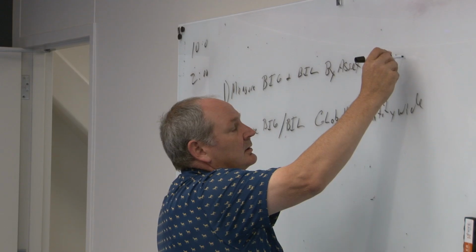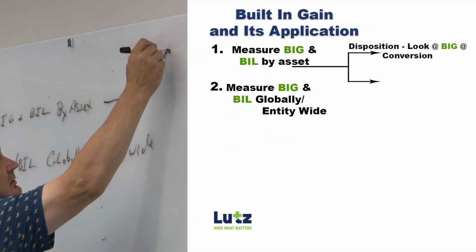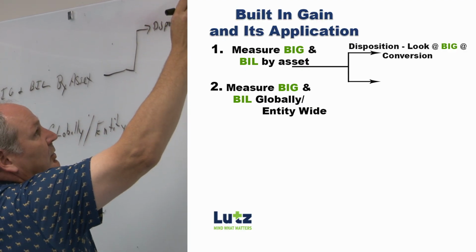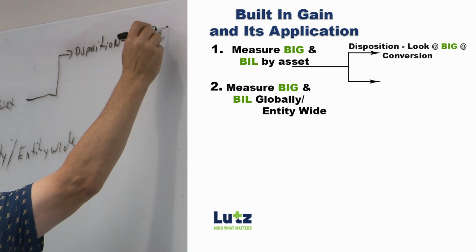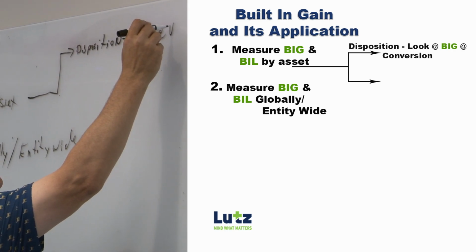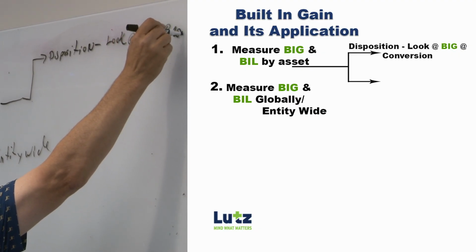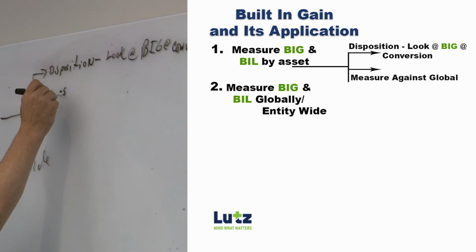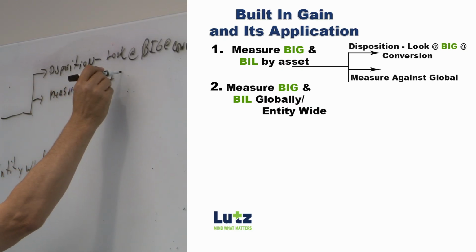Because the point of the asset by asset is disposition. You look at the built-in gain at conversion. You measure that against global.